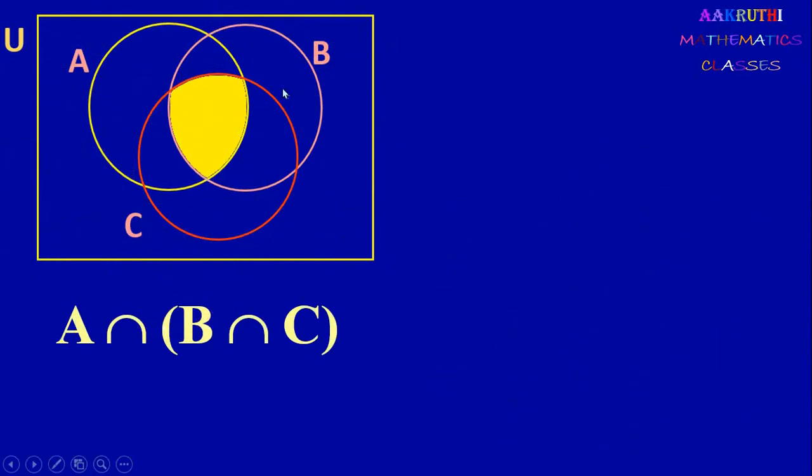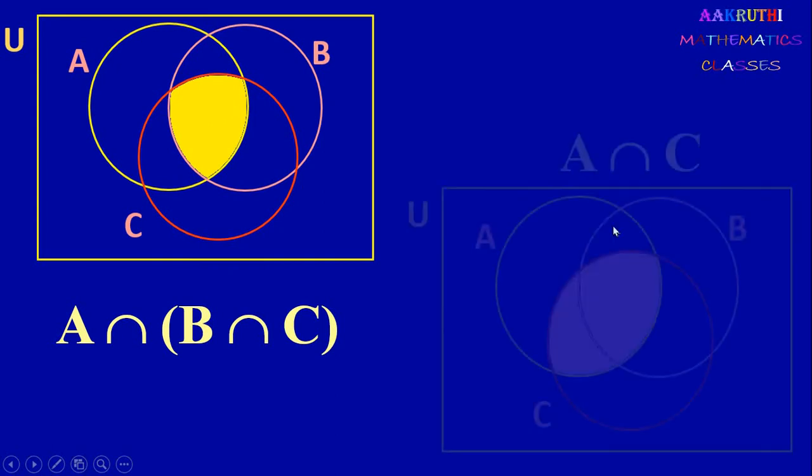Next, if it is 3 sets, we represent A intersection B intersection C. That is the common region for all 3 sets, like this. It is A intersection B intersection C.